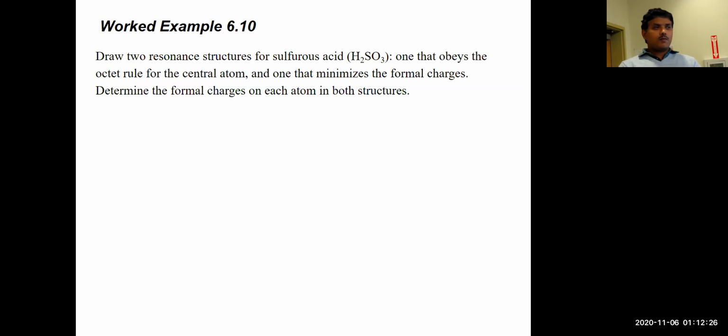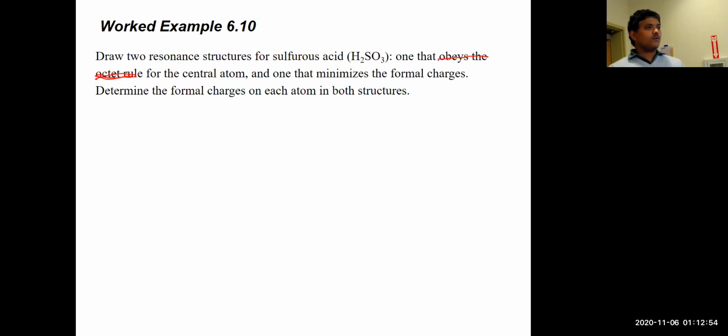All right, just a couple more problems before we wrap this chapter. It's asking us to draw resonance structures of H2SO3, the one that obeys the octet rule for the central atom, and the one that minimizes the formal charges. I looked at the solution from the textbook, and I don't really think saying the one that obeys the octet rule is the right way to put it.